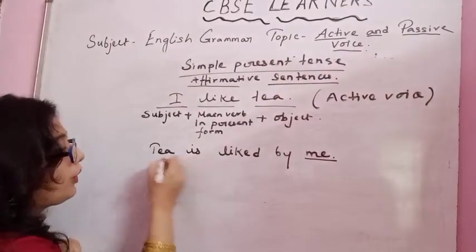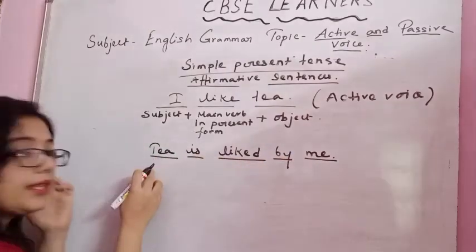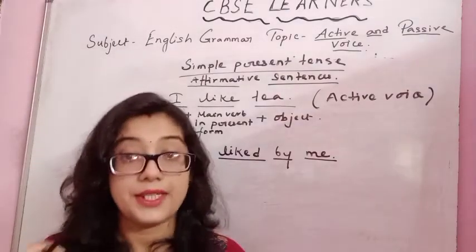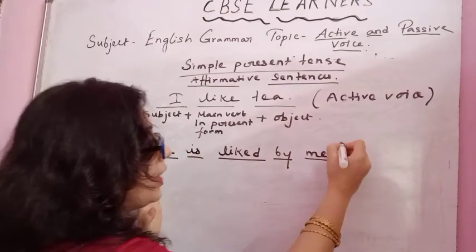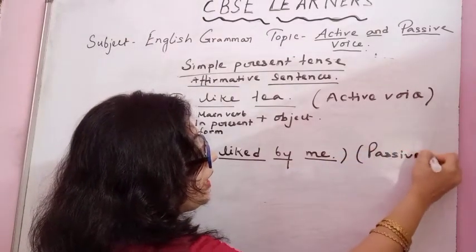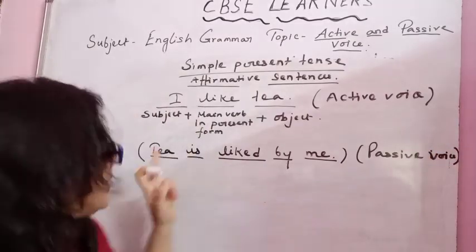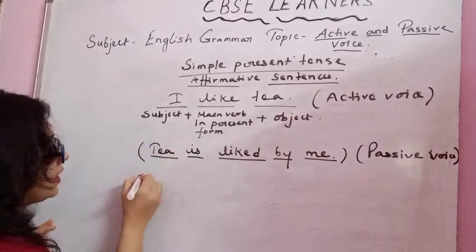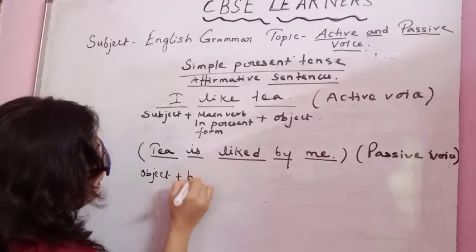Now how can we construct the formula from this sentence? In this sentence the focus is on T. We are saying about T: T is liked by me. So here we are giving focus on T, and we can call it passive voice of the verb. Now see, T is liked by me. Let's construct the formula from this sentence. The first thing should be the object, plus one be verb.